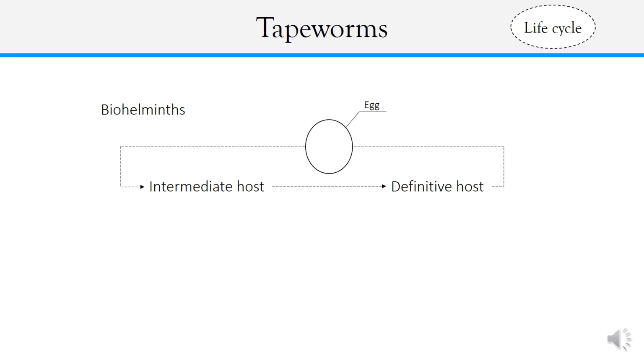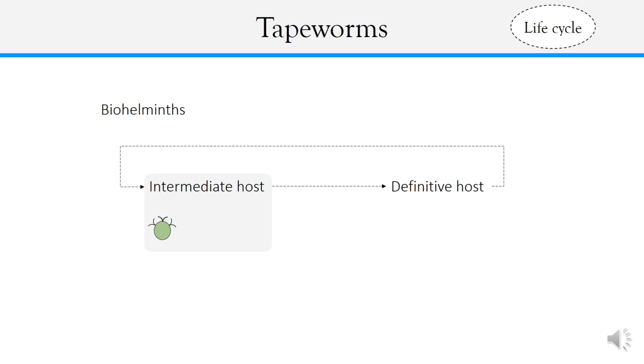So how to determine who is the definitive host? The definitive host is an organism inside of which the egg of the tapeworm is produced. Inside of the egg is located an immature form of the tapeworm that is called an oncosphere. And the oncosphere is equipped with hooks.